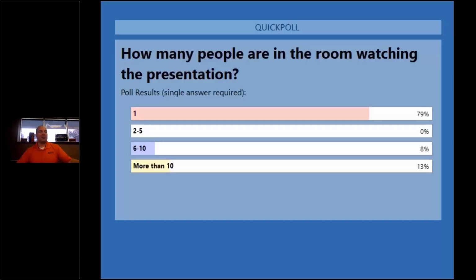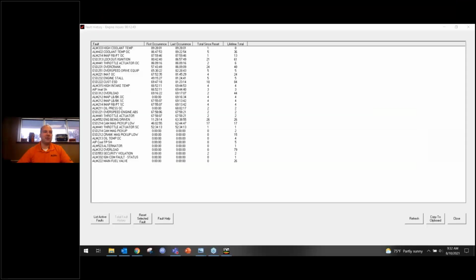Majority of folks are sitting there with one person in the room, completely understandable. We each have our own devices. And thanks to those of you that are treating this as more of a group training, hopefully you'll be able to make use of this in the future. We've pounded on it in each one of the sessions. We think the information is pretty important.